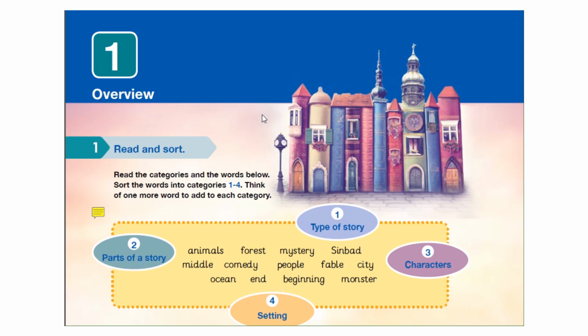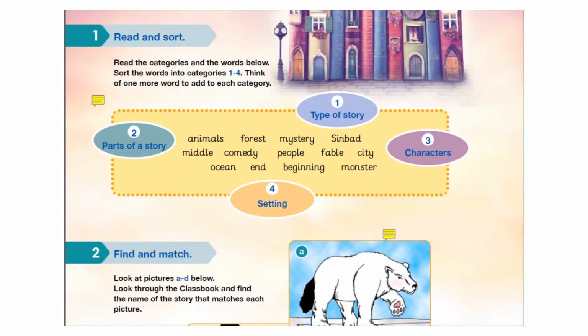Today we are going to start with the English for Me series. Grade 10, Semester B, Unit 1, Lesson 1. Overview. Lesson 1 is talking about stories and their importance in our life. Now let's get started. Open your class book, page 1.